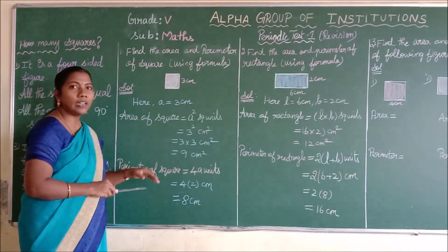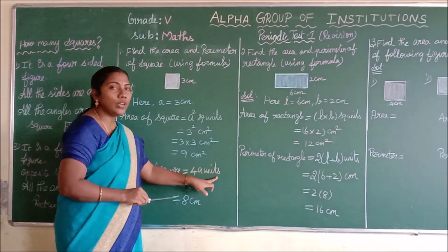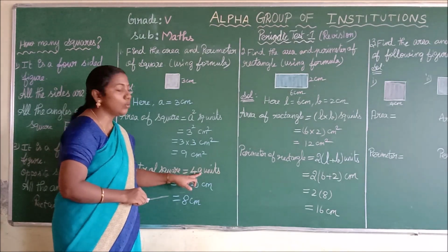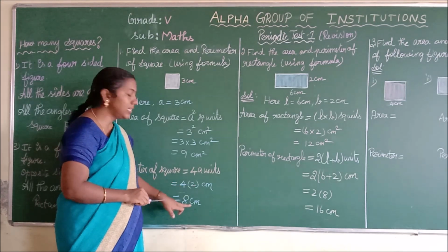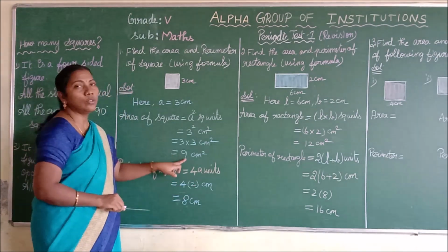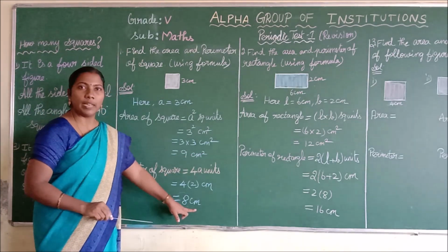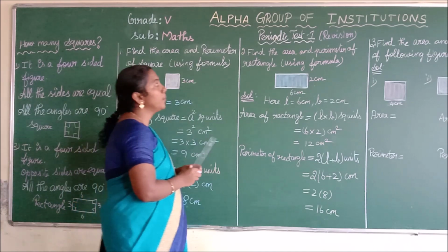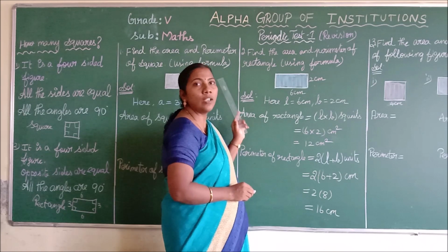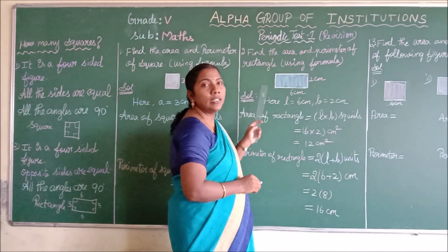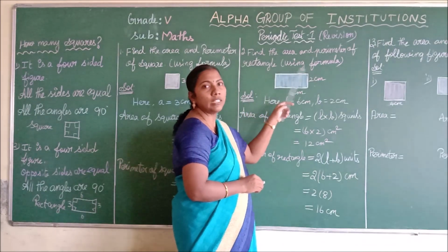What is the formula to calculate the perimeter of a square? 4a units. Here the value of a is 2. So substitute the 2 for a. So 4 into 2 we get 8 centimeter. Thus area equals 9 centimeter square and perimeter equals 8 centimeter. Okay. Let us see the second problem here. Find the area and the perimeter of a rectangle. In the first sum we have done it for a square. In the second sum we are calculating the area and the perimeter for a rectangle using the formula.